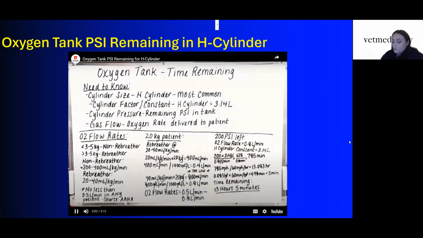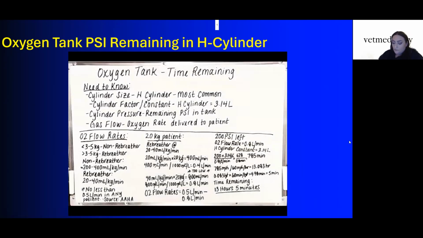Okay, we're going to be talking about oxygen tanks and the time remaining in them. We need to know a few things going into it: our cylinder size, the most commonly used in veterinary medicine are H cylinders; the cylinder factor, or the constant, H cylinders are usually 3.14 liters; the cylinder pressure, so the remaining PSI in the tank; as well as the gas flow, or oxygen flow rate delivered to the patient.